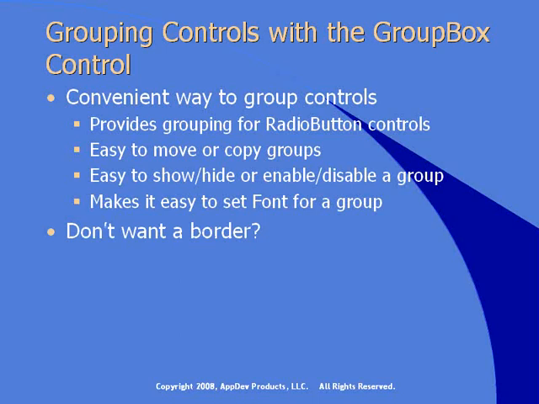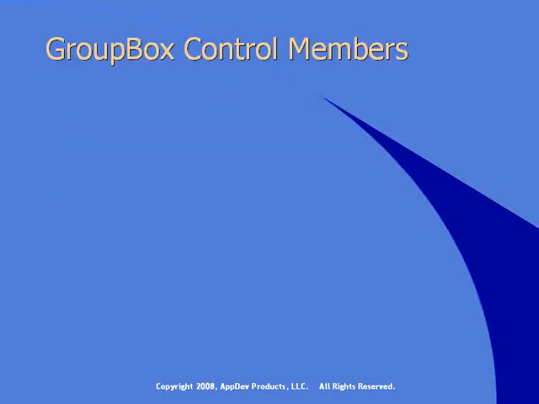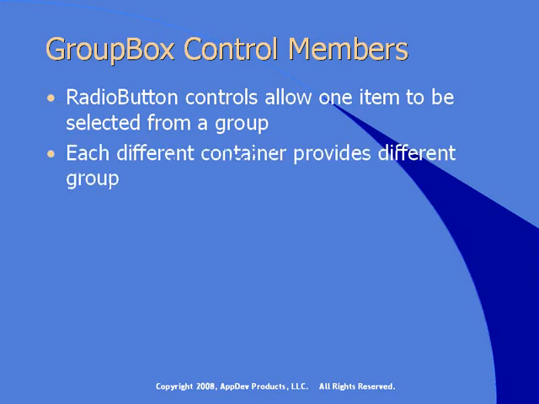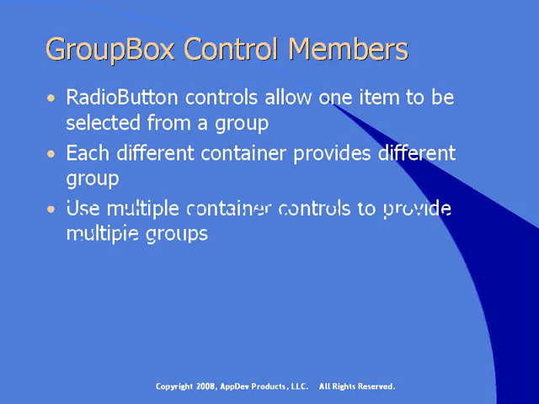If you don't want a border around your group, you should use the panel control instead. The panel control doesn't provide a title, but it also makes it much easier to set the border for the group. One thing to note about group boxes before we investigate the demonstration is that radio button controls allow only one item to be selected from a group. That's the behavior of radio button. And each different container provides a different group. The form acts as a container, and a group box acts as a container. You can use multiple container controls to provide multiple groups. We'll see this on our sample form.